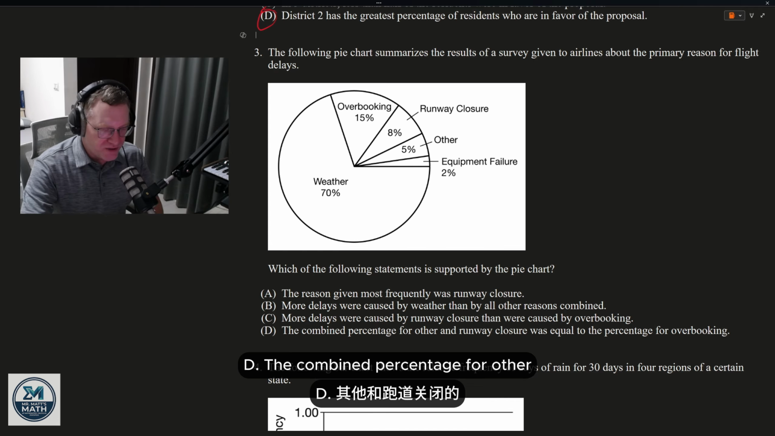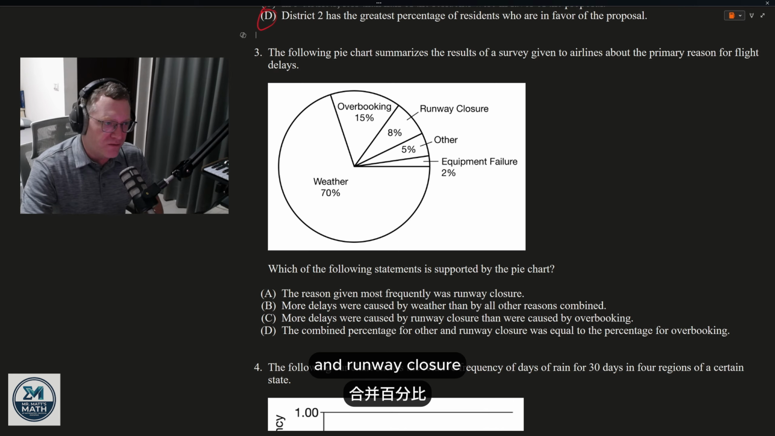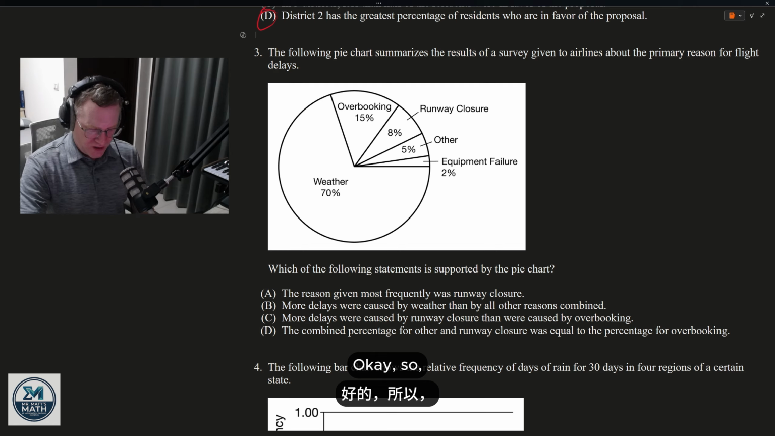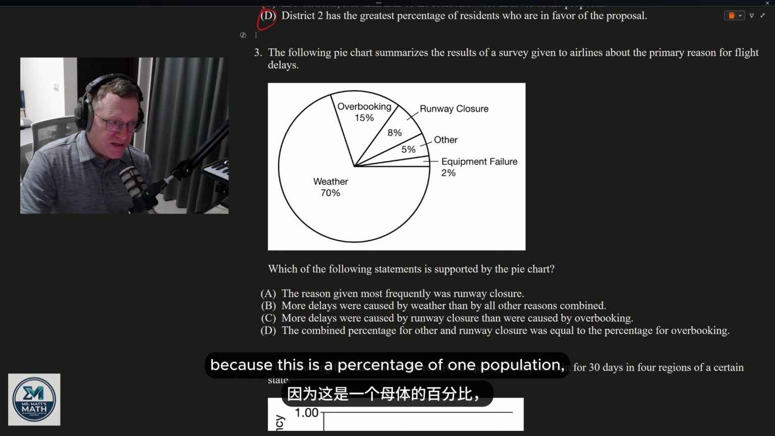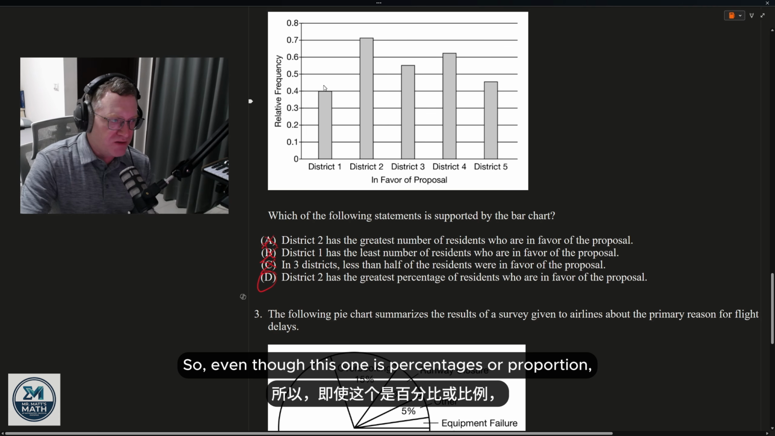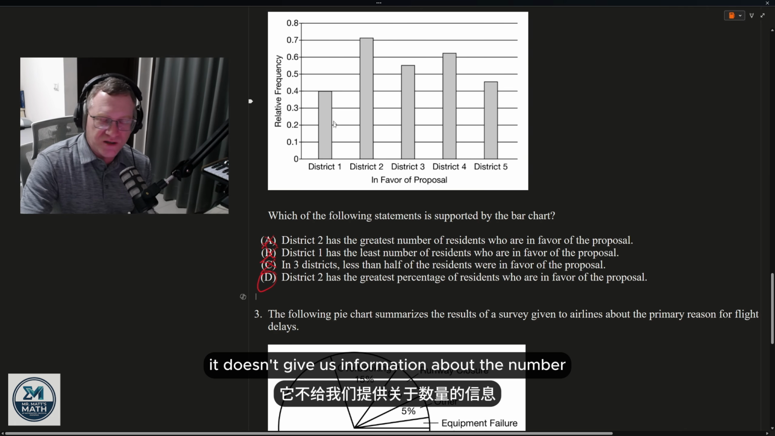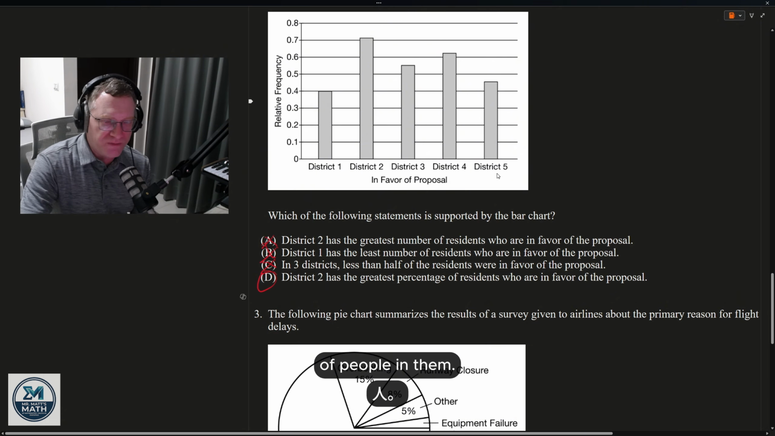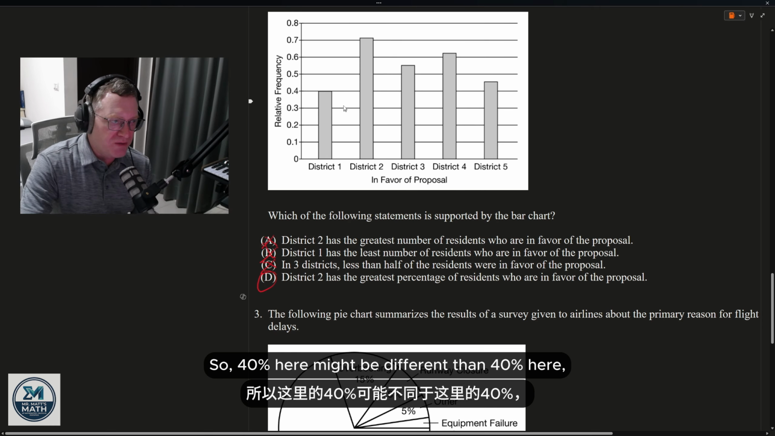D, the combined percentage for other and runway closure was equal to the percentage for overbooking. Okay, so because this is a percentage of one population, this one's a little bit different. You need to be careful with the comparison here. Even though this one is percentages or proportion, it doesn't give us information about the number, because each of these districts might have different numbers of people in them. So 40% here might be different than 40% here.